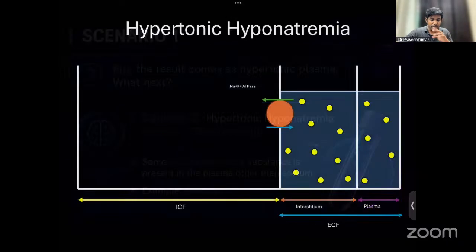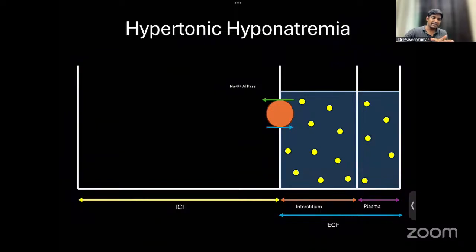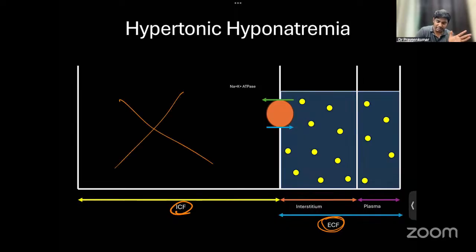Okay. So you have to very carefully look at this image. This is the extracellular compartment. This is the intracellular. We'll forget about this intracellular compartment now, because sodium is mostly confined to the extracellular fluid space. So these yellow dots which I have mentioned are the sodium, and this blue level is the water level. So that is the normal amount of water and sodium in your plasma.